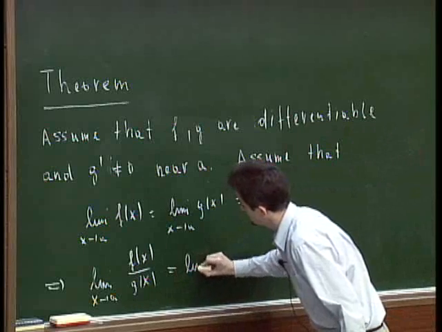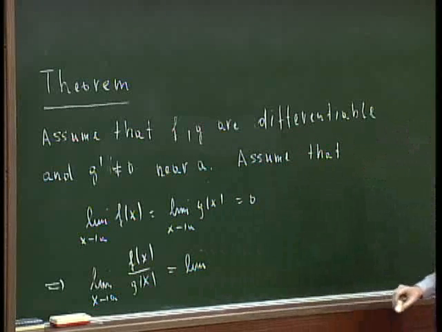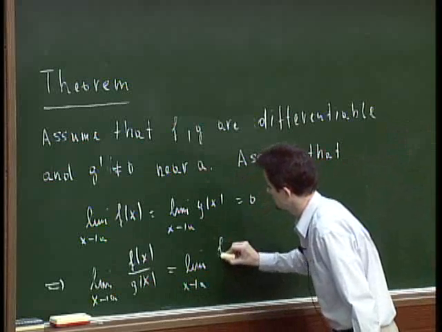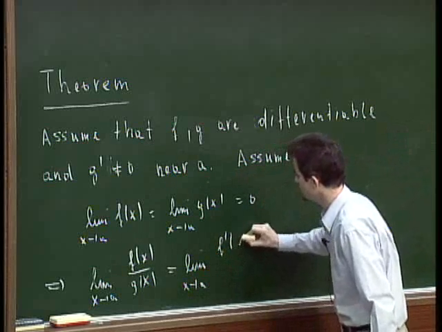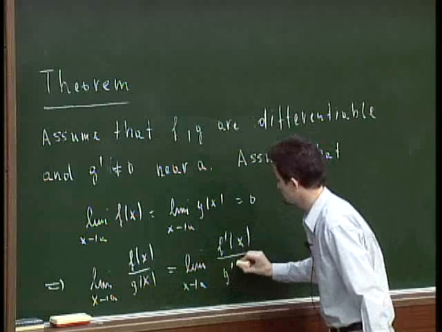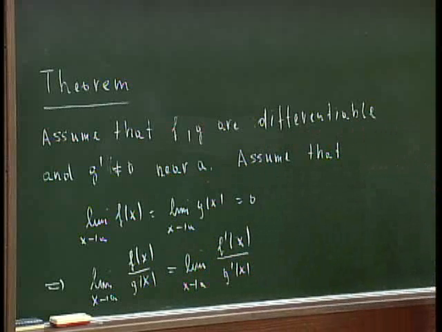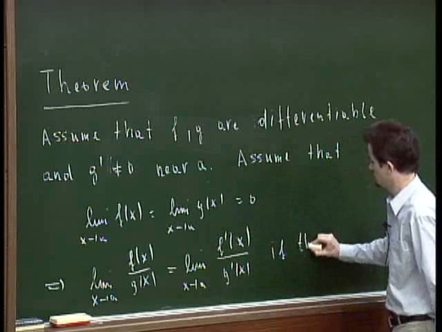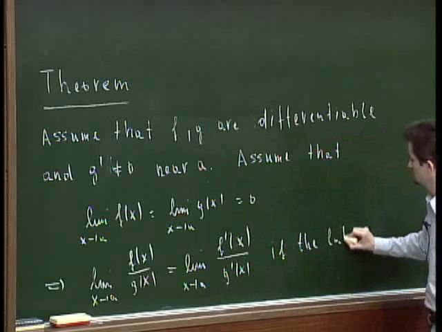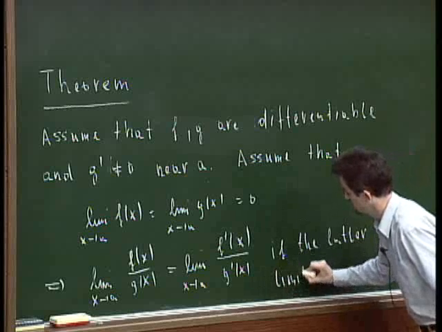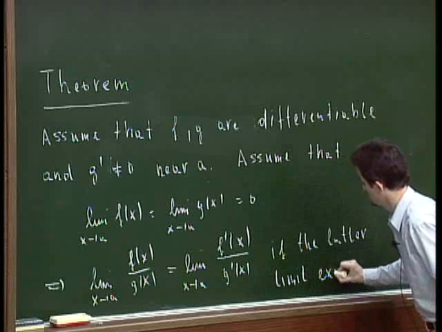But the theorem of L'Hopital tells us a convenient way how to compute this limit. Namely, you take derivatives of numerator and denominator and compute the corresponding limits. And those two limits have to be equal if the latter limit exists.